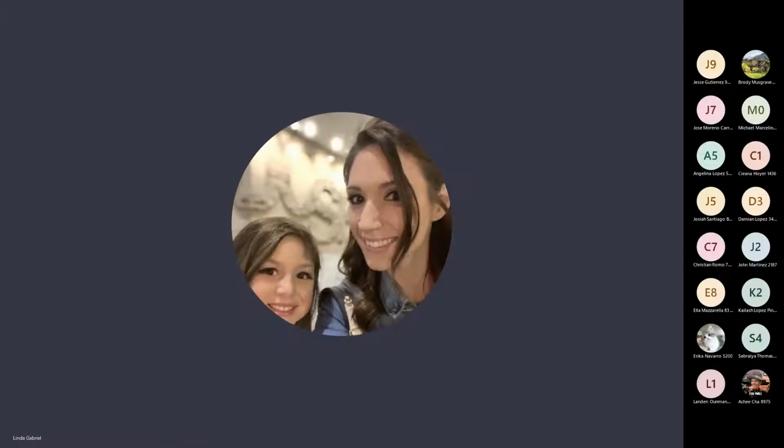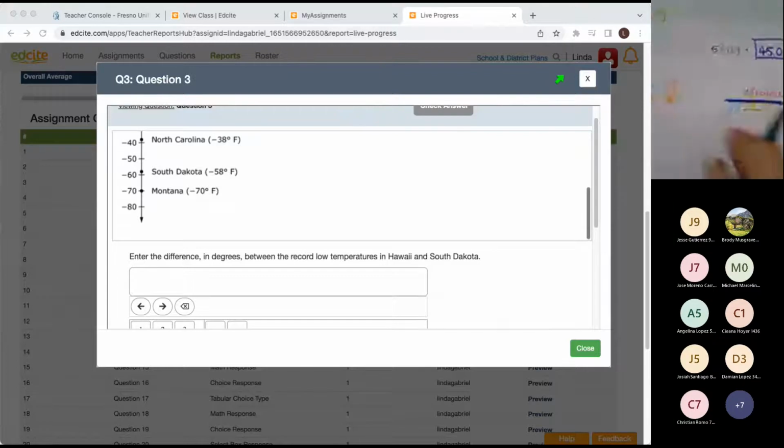Positive 12 minus negative 58. Two negatives make a positive, making 12 plus 58. You're going to have 70 degrees difference between 12 degrees and negative 58.